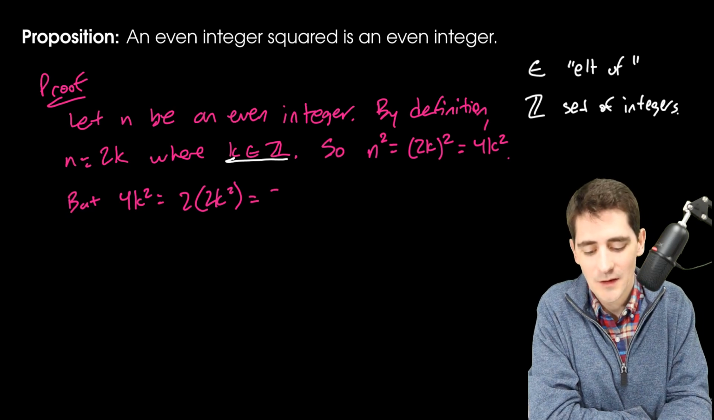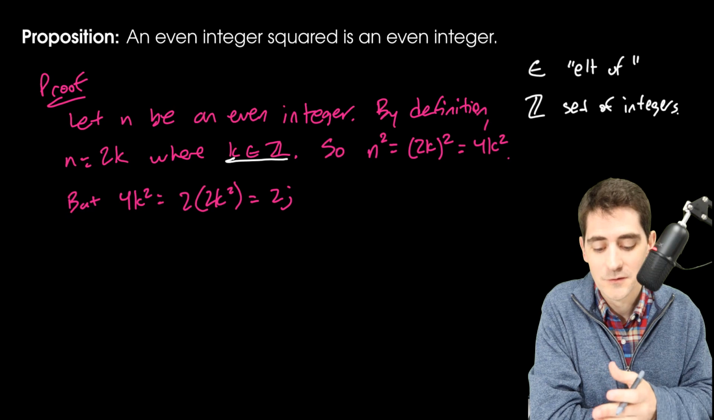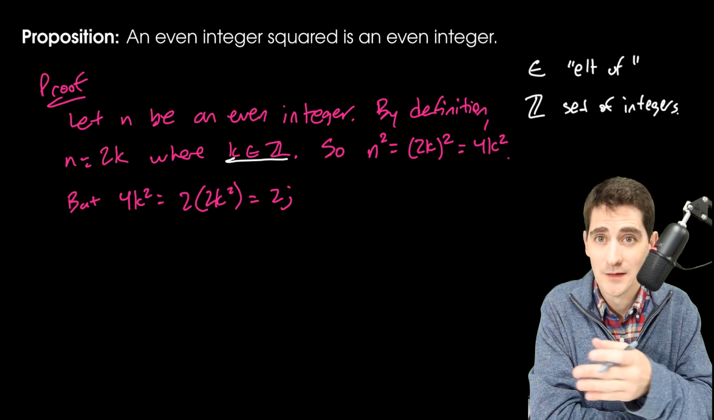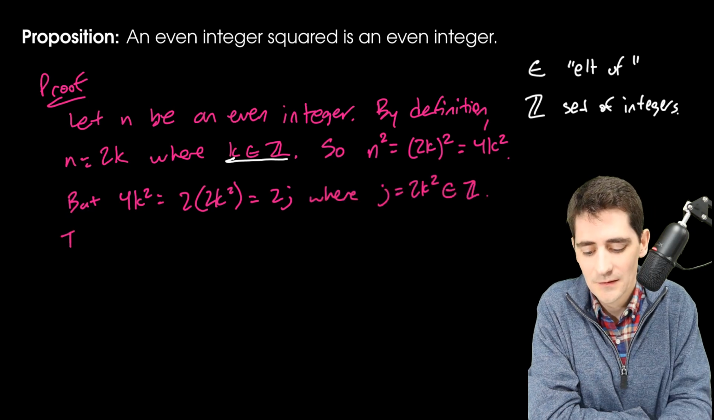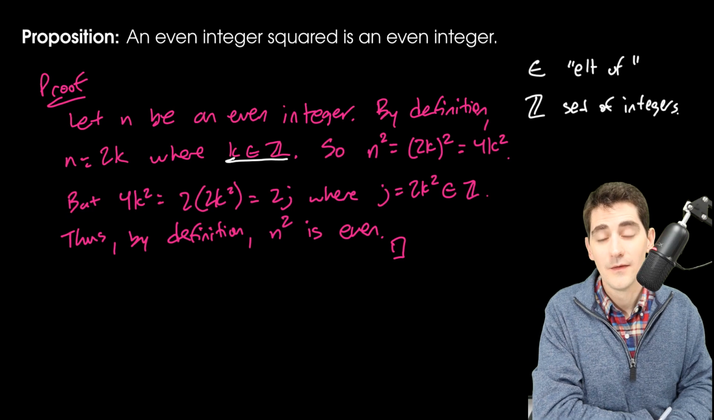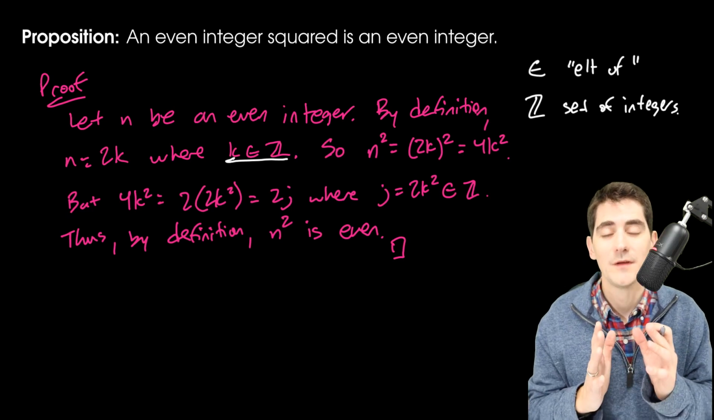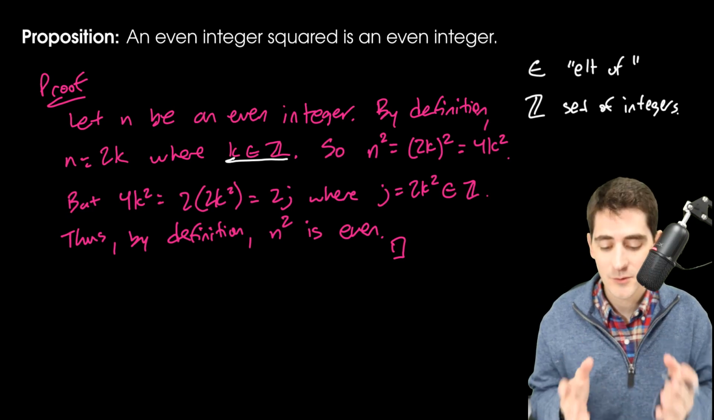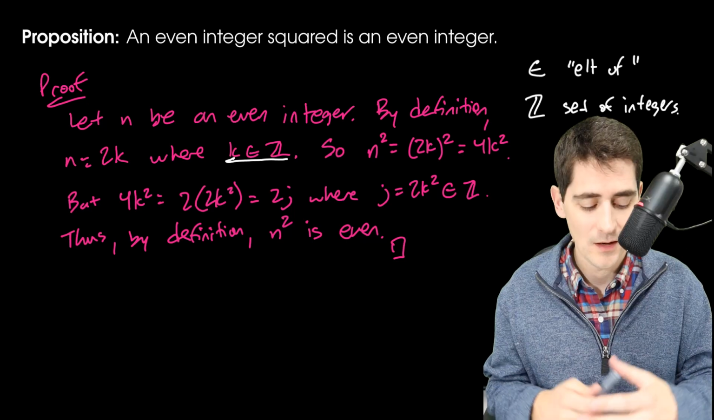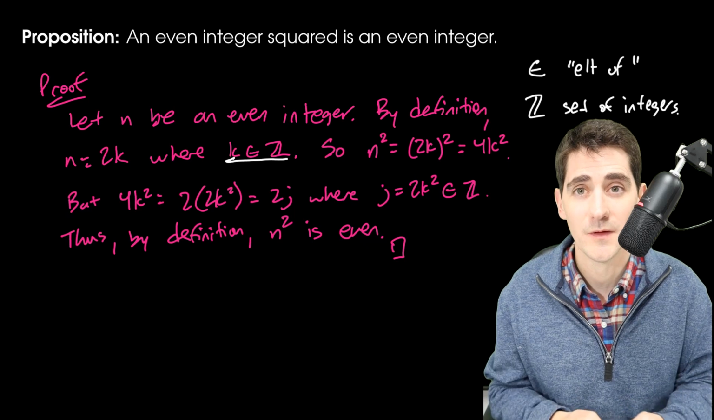So I'm going to rename that integer j to show cleanly that n squared is 2 times an integer. So by definition, n squared is even. And then we'll draw this little box for the end of proof. So now we have proven this for any number, even the ones past 100 trillion squared, or however far you want to go in the integers. We have now proven this statement.